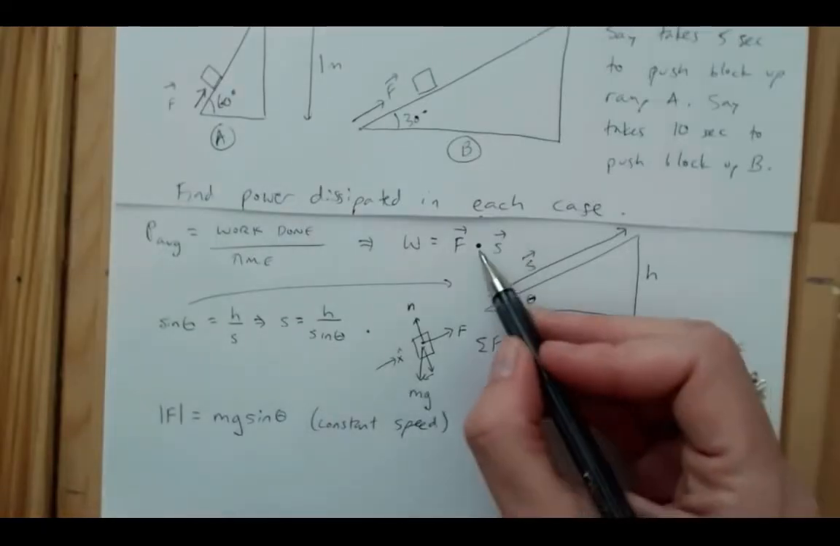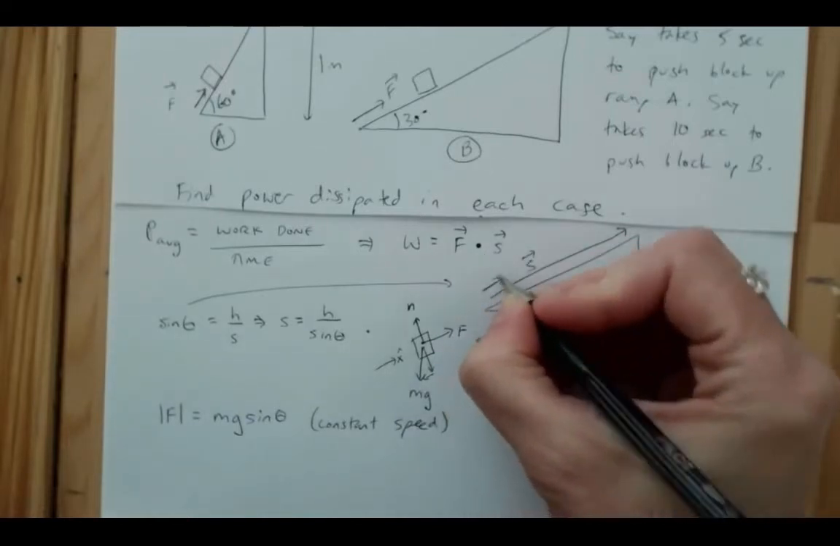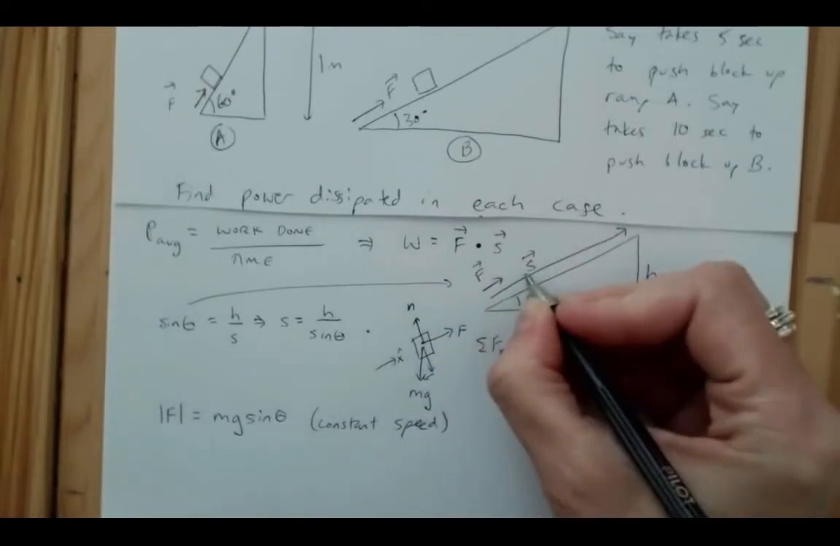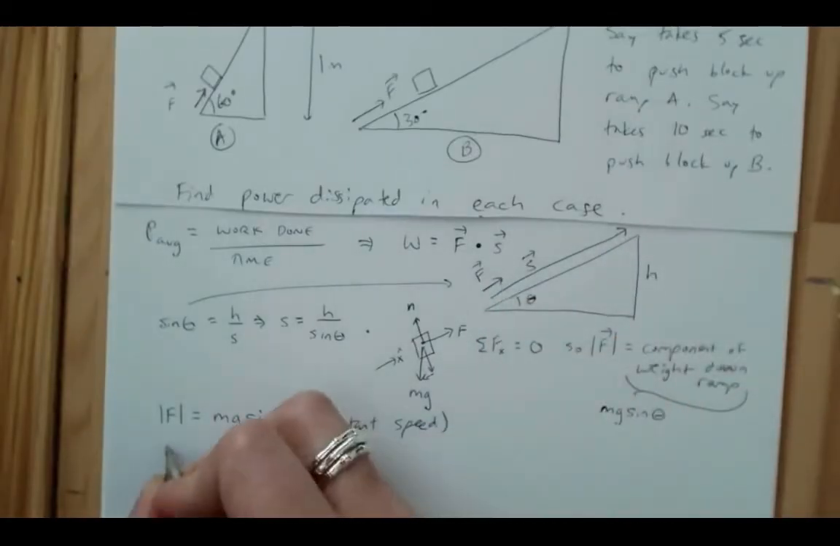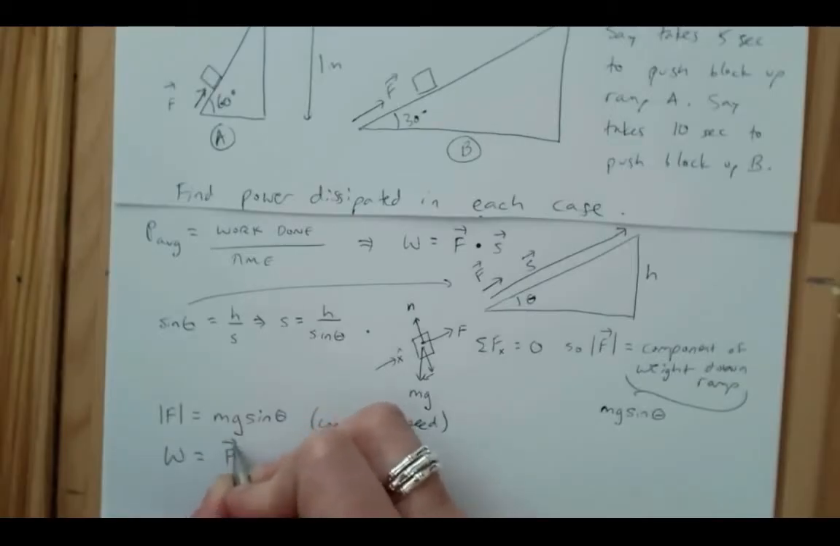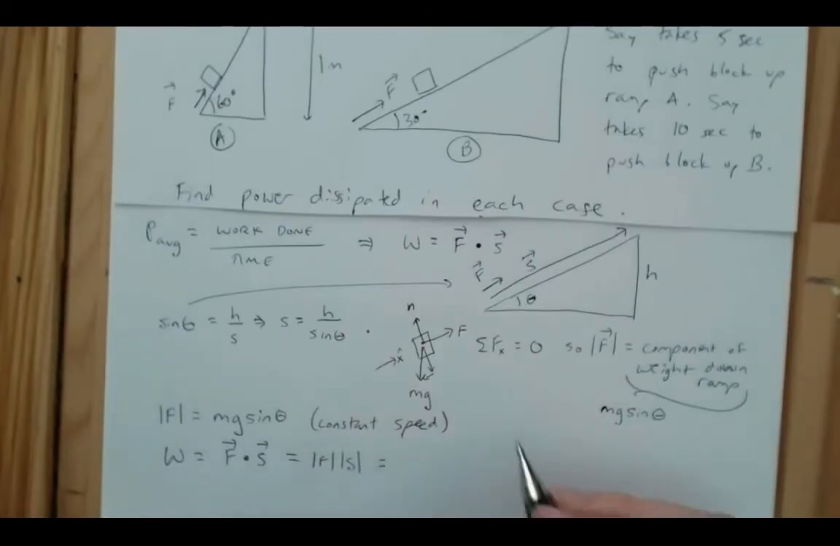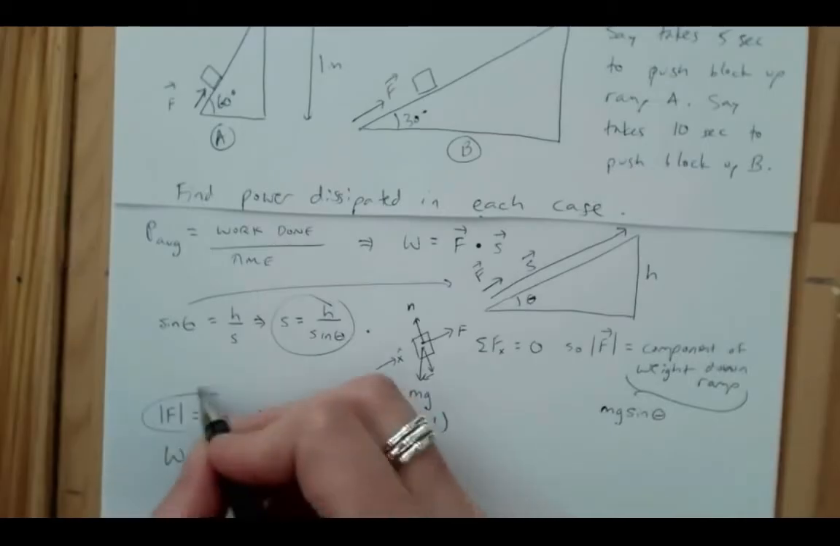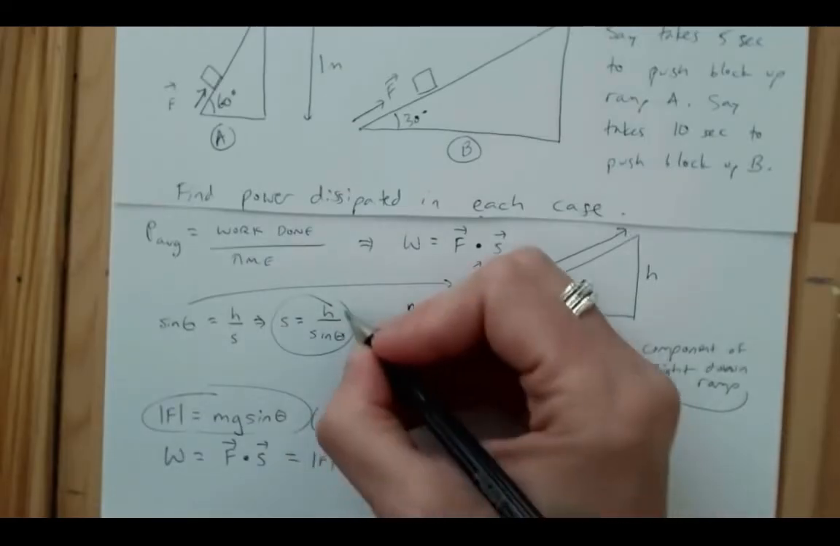All right, so now we have to look at the scalar product here, and we see that F and S are parallel to each other and in the same direction. So this is going to simplify to that the work, which is the scalar product of F dotted into the displacement, is simply going to be equal to the magnitude of F times the magnitude of S, which we have now solved for. So if we plug these in, we see that we get mg times the sine of theta divided by the sine of theta times h.